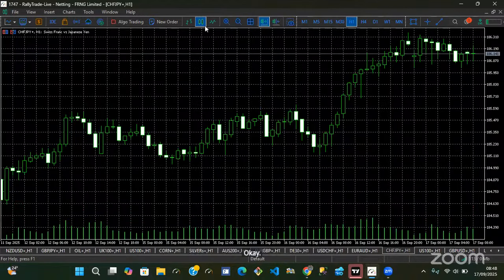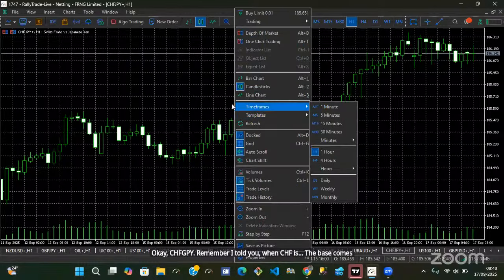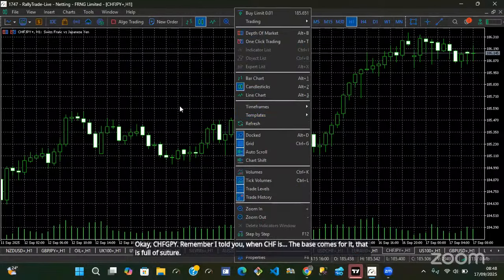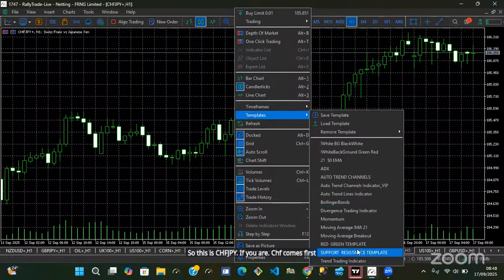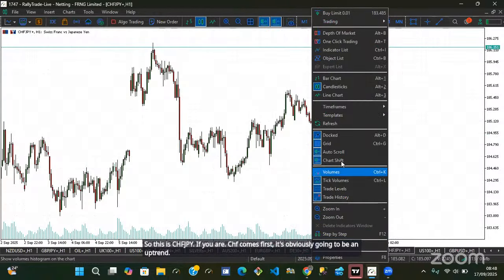Okay, CHF JPY. Remember, I told you when CHF is the base and comes first, it follows CHF. If CHF is the base currency, the one that comes first, it is an uptrend. If CHF is not the base, it is the one that comes second, it's going to be a downtrend. So this is CHF JPY, and on CHF JPY, CHF comes first. It's obviously going to be an uptrend.